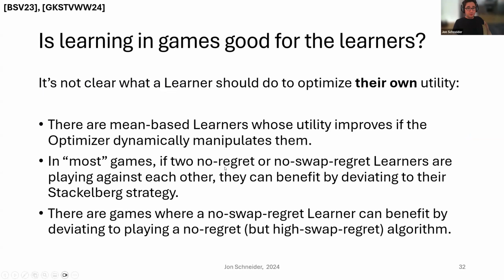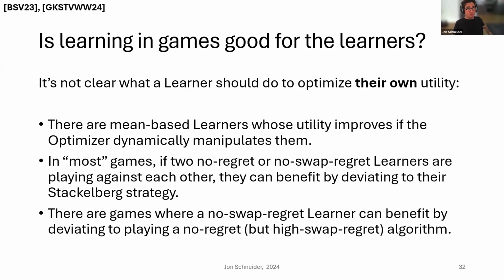And this even more general question: is it even good in general to run these no swap regret or no external regret algorithms if you're learning in games, if the learner just wants to optimize their own utility? The answer to the previous question, and this question, is murky and kind of negative. There definitely exist mean-based learners whose utility improves if the optimizer dynamically manipulates them. They get some utility under the Stackelberg strategy of the game, but they get even higher utility if the optimizer takes advantage of the fact that they're mean-based.